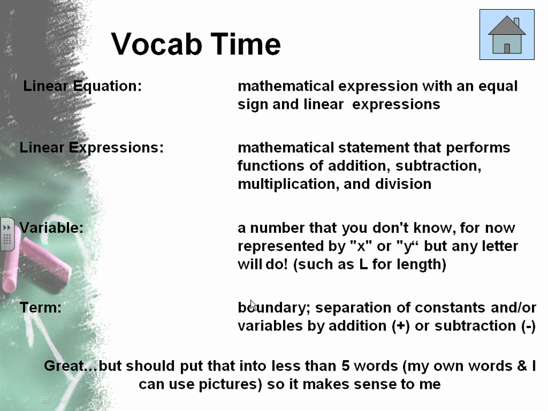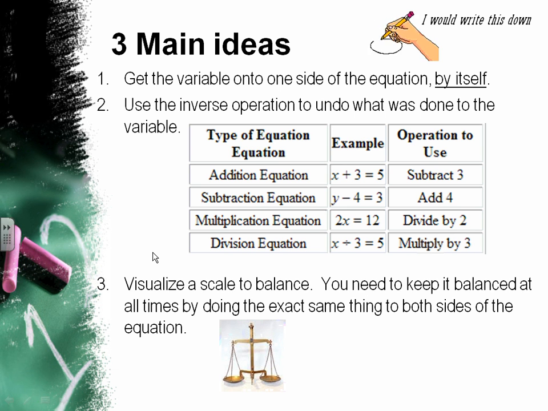Okay, so we're going to tackle Roman numeral 2, the steps to solving for an unknown variable. Here are the three main ideas. You want to get the variable to one side of the equation all by itself. So whatever is going on here, for example, we've got letters and numbers mixed up, we need to get the letter, the variable, all by itself on one side of the equal sign.